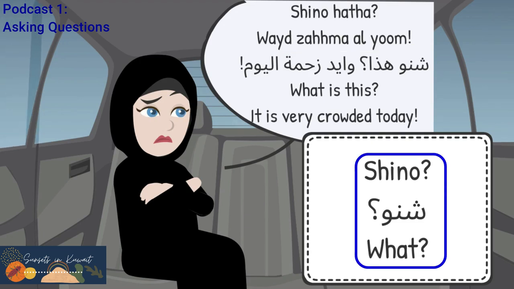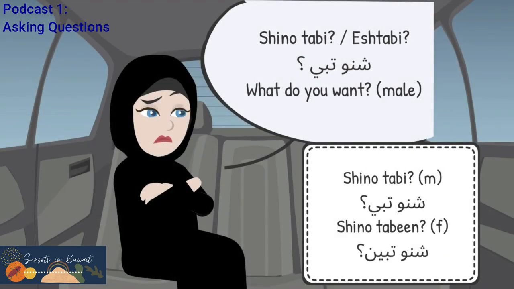Okay. شنو? What? If I don't know if it's rude or not, but you can say شنو تبي. يعني, what do you want. أنا أبي, أنت تبي. So شنو تبي, what do you want. شنو يبي, what does he want. Again, if you remember from the video on verbs, أبي is I want. أبي is my father in classic Arabic, but in Kuwaiti we say أبي for I want. So شنو تبي is أريد in classic Arabic. شنو تبي means what do you want.